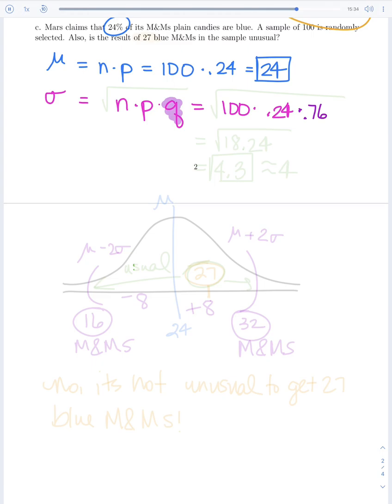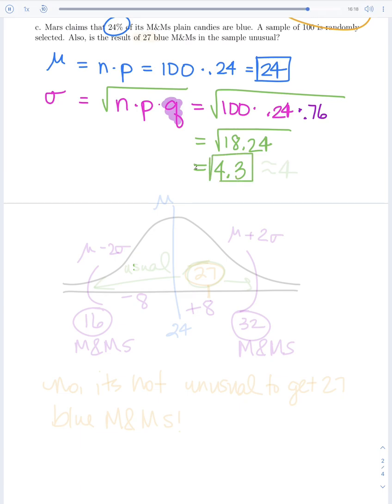Remember, we have to do all that multiplication first, but we can't forget that at the very end we have to take the square root to actually find the standard deviation. So we'll do the 100 times the 0.24 times the 0.76, and then that gets us 1824. The problem is you have not taken the square root yet, so you still have to take the square root of the 1824. Well, the square root of the 1824 is actually 4.3, depending on how they tell you to round. So that's our standard deviation.